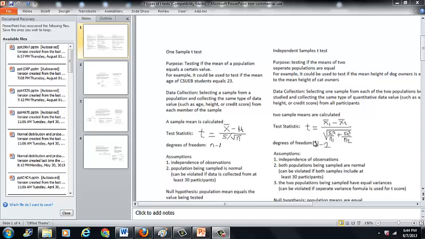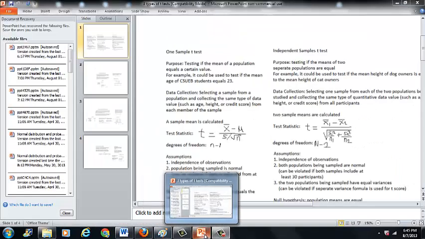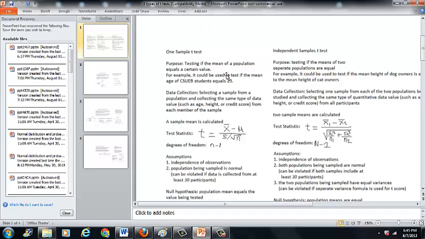Hi. First, I wanted to talk about the steps of a one-sample t-test, and I also wanted to talk some about the sampling distribution of a one-sample t-test. Right here it says that the purpose of a one-sample t-test is to test if the mean of a population, such as a population of people, equals a certain value.